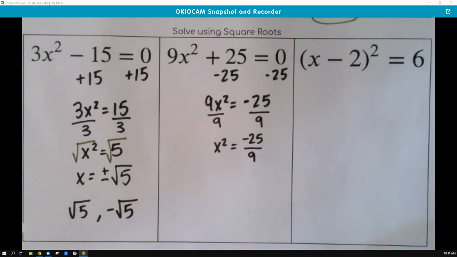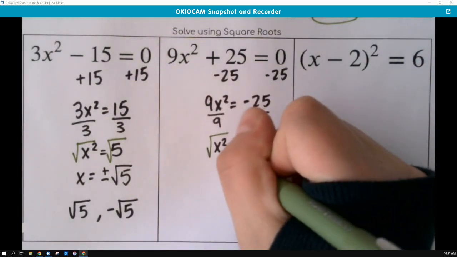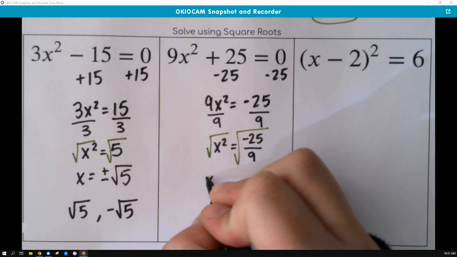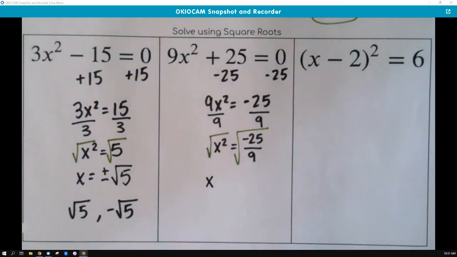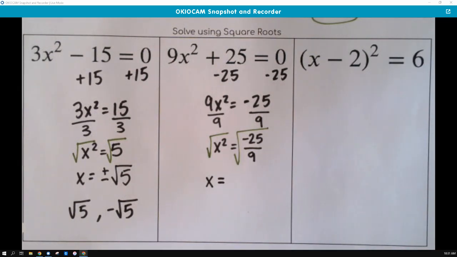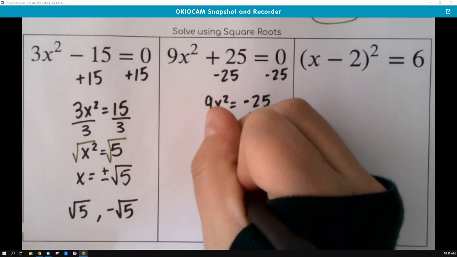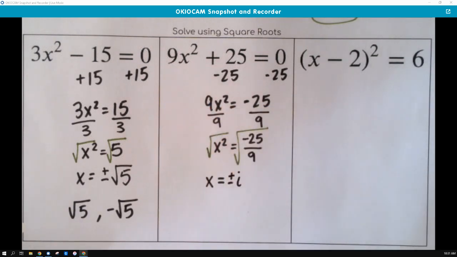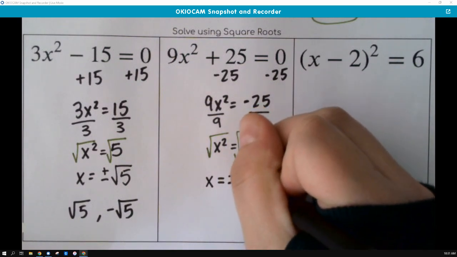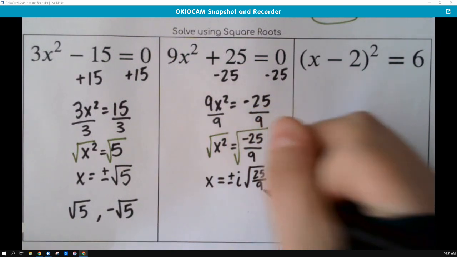When we go to take the square root of both sides, the square root and the square cancel each other out. But then we say, oh no, we can't take the square root of a negative number. The square root of negative 1 is just i. So this can be plus or minus i. And then we still have that 25 and that 9 under there. We'll be able to simplify those out now.